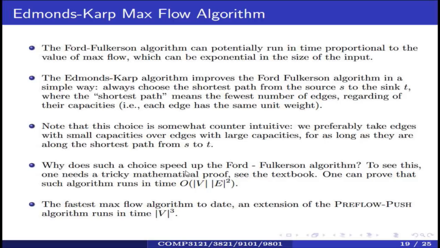In terms of implementation, of course, Edmonds-Karp is the easiest to implement because this is simply looking for the shortest path, right? So you simply run the algorithm to get the shortest path, and it will guarantee that your algorithm will terminate in polynomially many steps.